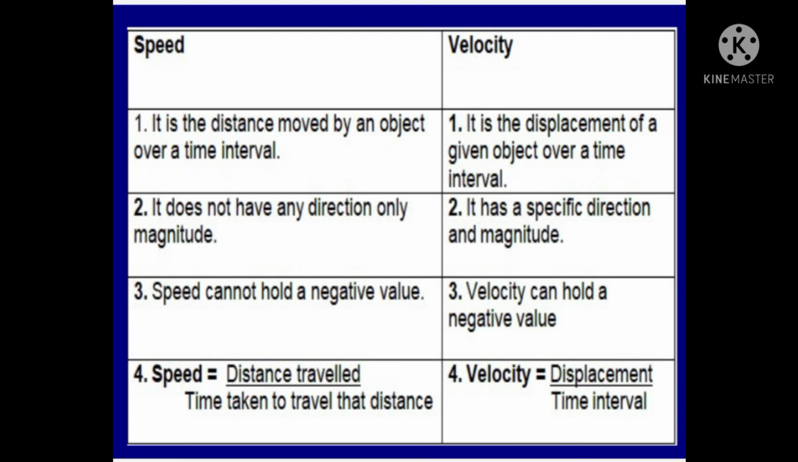The third point about speed is it cannot hold a negative value. That means it is always positive. But in the case of velocity, it can hold a negative value. So what is the equation of speed? Speed is equal to total distance traveled by total time taken. But velocity is equal to displacement by time taken. These are the differences between speed and velocity.